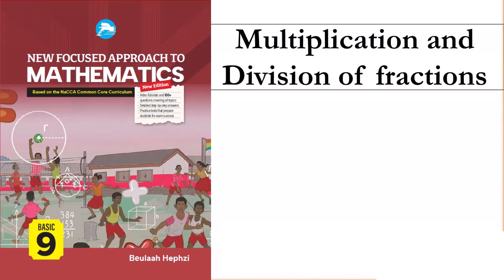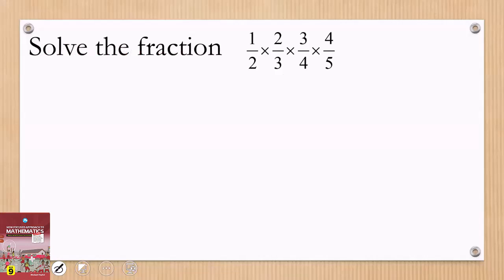In this lesson, we are looking at multiplication and division of fractions. In our previous lesson, we were able to do addition and subtraction of fractions. And here we are looking at multiplication and division. Now with multiplication, we have so many ways we can do it. We can do cancellation, or we can multiply all numerators, divide by the denominators. You have so many ways you can do it. You can even cancel vertically as well.